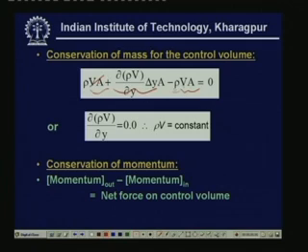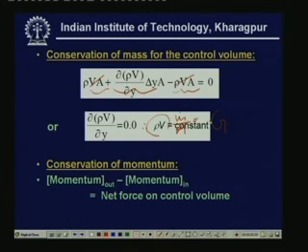So, this term gets cancelled, and finally you find that dou rho V by dou y is equal to 0, and that means rho V is constant. Rho V is nothing but mass flow rate divided by area, and this is equal to what is known as mass velocity G. Finally, the conservation of mass states that the mass velocity G through the capillary tube remains constant.